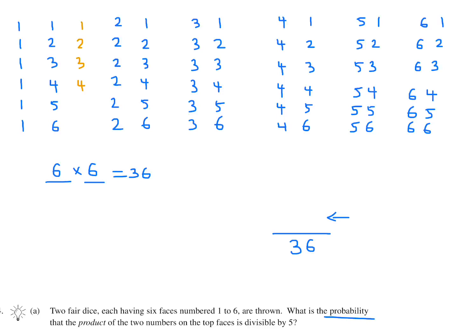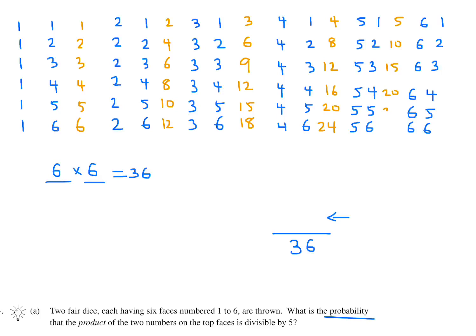1, 2, 3, 4, 5, 6. That's the product there. 2, 4, 6, 8, 10, 12. That's the product of those. 3, 6, 9, 12, 15, 18. Next one, 4, 8, 12, 16, 20, and 24. 5, 10, 15, 20, 25, and 30. And finally, 6, 12, 18, 24, 30, and 36.